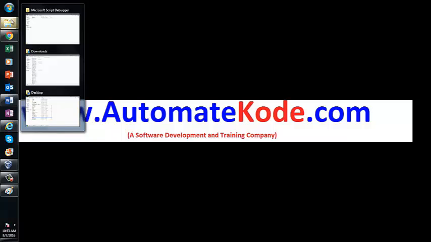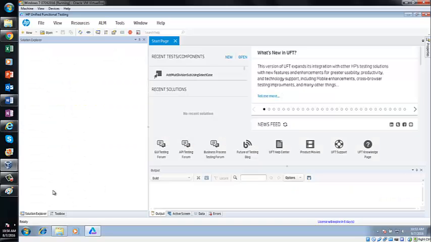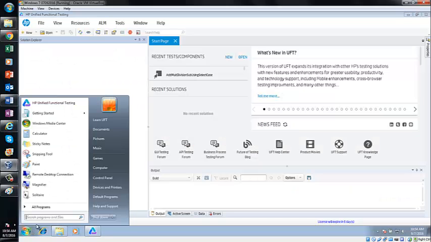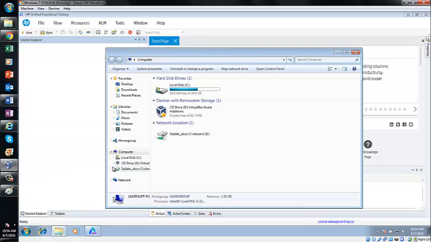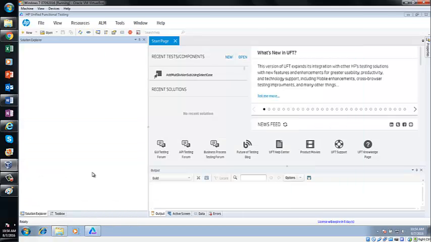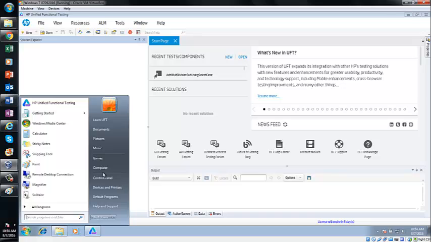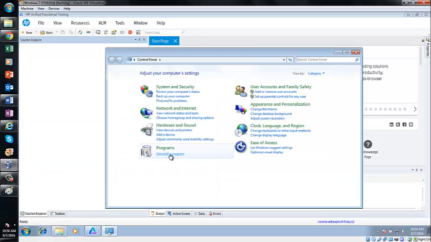If you want to remove that program, you will have to go to uninstall, and from there you will have to uninstall it. Let me show you how you uninstall a program. Let's say we have installed Script Debugger. If you go to your control panel from here, can you see this uninstall program?